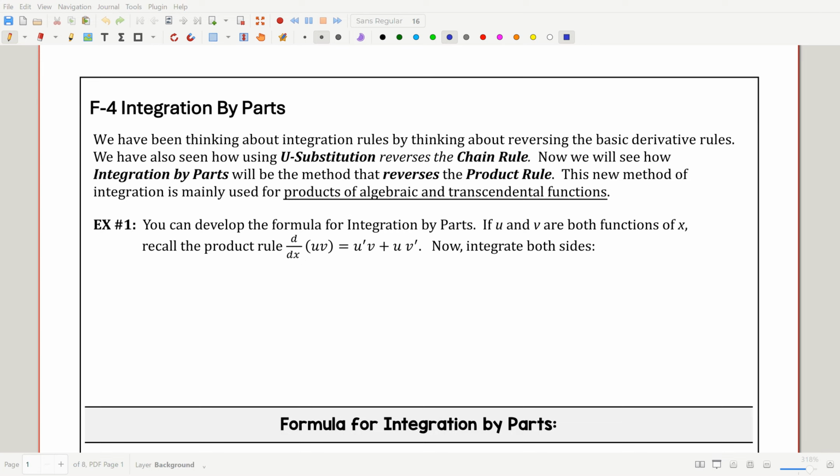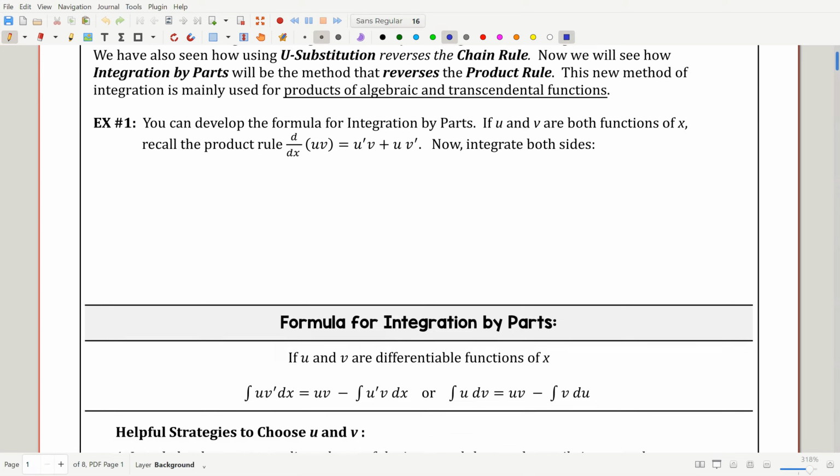Integration by parts, this is a big one. It's the technique that kind of does the most work for us. The nice part about this is it's not quotients. So if you have something that isn't a quotient and U sub doesn't work, then this is your go-to: integration by parts. And it really is just a play on the power rule.